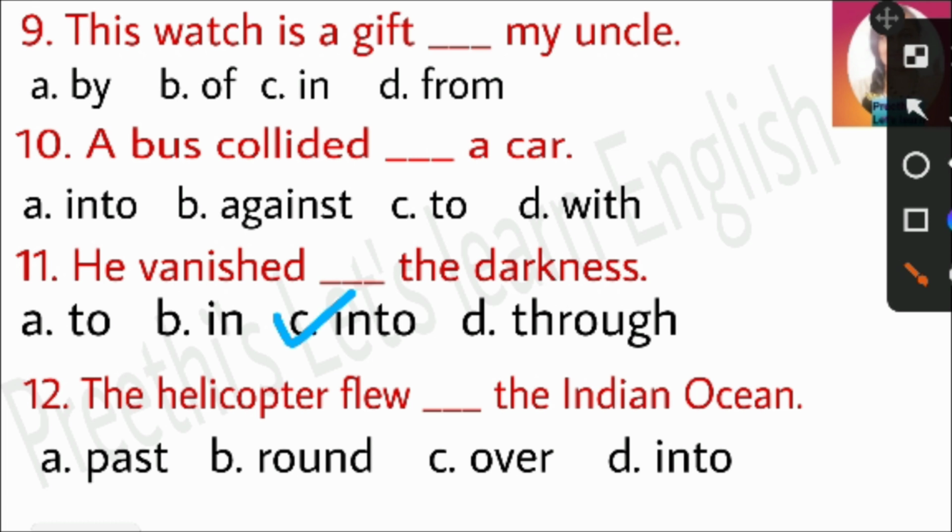And option D, into, means it is moving into the water. If that helicopter is going inside of the water, then we have to use into. So it is exactly moving above the Indian Ocean. So we have to use the preposition over. And the correct answer is option C, over. The helicopter flew over the Indian Ocean.